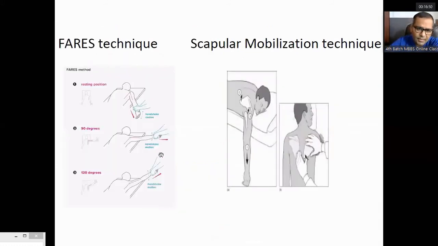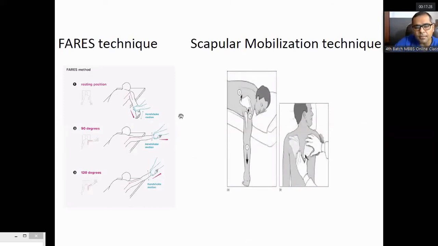Another technique, for resistant cases when other techniques fail, is the Fares technique, in which we give axial traction to the patient with upward and downward movement of around 5 centimeters, in neutral position and external rotated position. Then slowly abduct to 90 degrees of abduction with external rotation, and beyond that, when we go up to 120 degrees of abduction, it reduces itself. Another easy method is the scapular mobilization method.